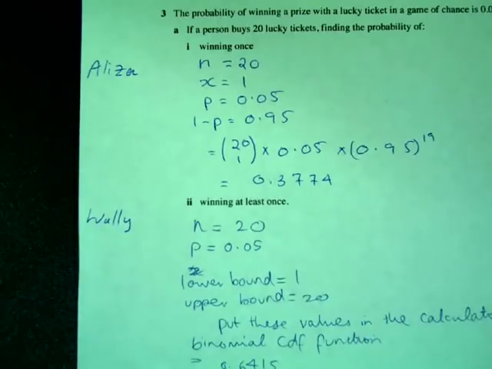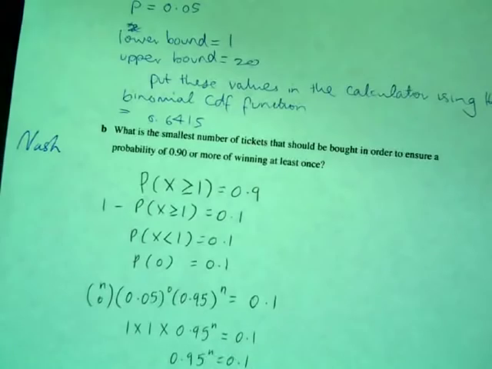Okay, so when we say winning at least once, that really includes what? 1. What else? At least once is winning once, or more: twice, 3 times, 4, up to 20. And that's why we use a CDF, because it's cumulative. All right, Nash, last one.